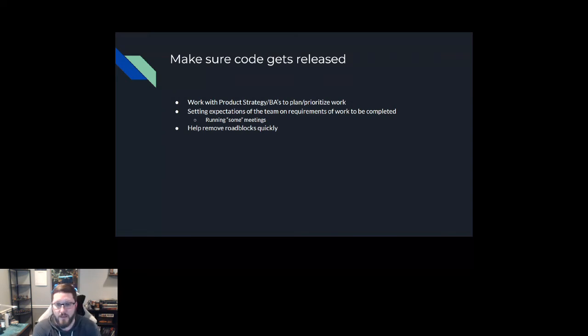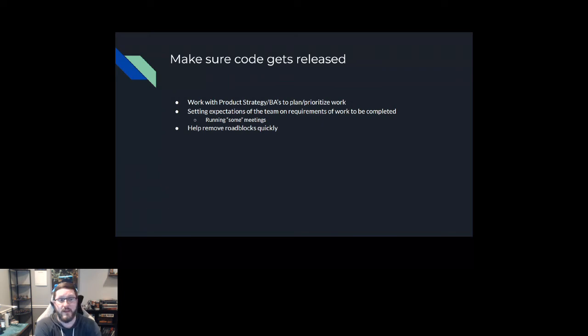I'm fortunate enough now that I have product owners on my team, and they've taken a lot of this pressure off of me. But in the past, I've had to work very closely with the strategy side of getting work planned out, figuring out what is possible within the current code base that we have, and figuring out how to get that planned and prioritized and on the team's backlog.